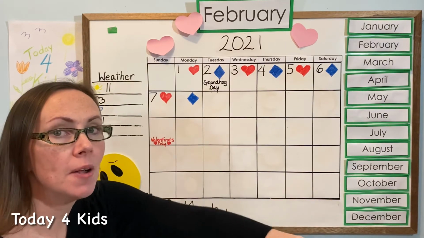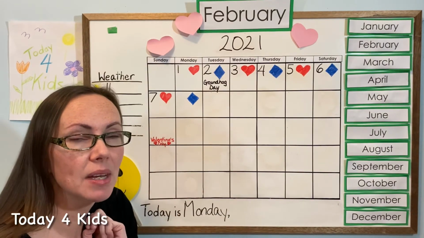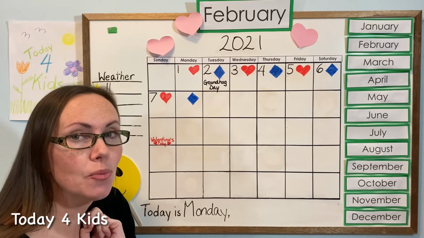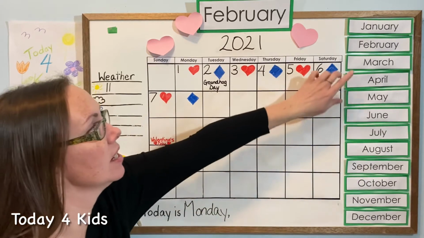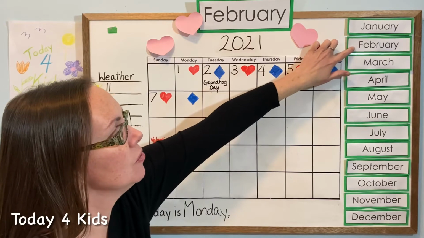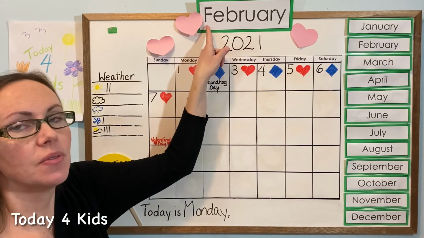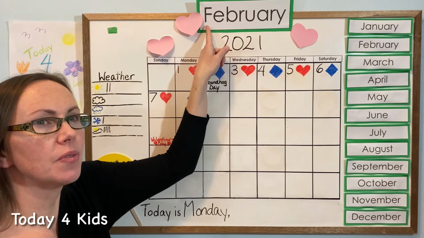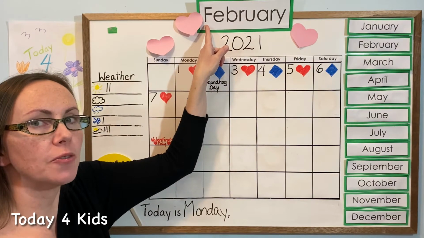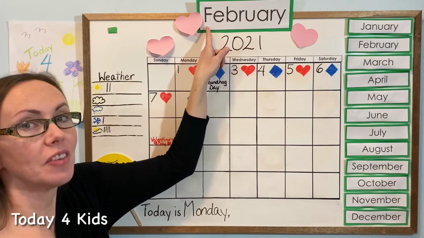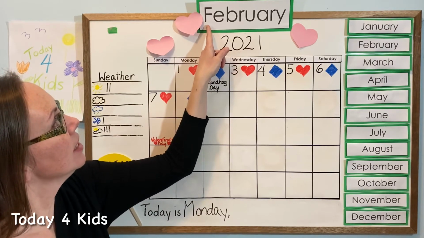Good job. And right now we are in the second month of the year. Can you see that on the board? It's right after January. 1, 2, February. So it begins with the letter F. F for farm, friend, family. F.